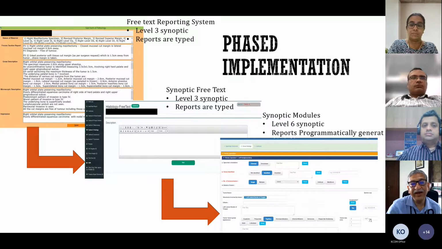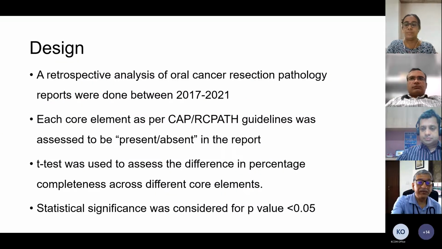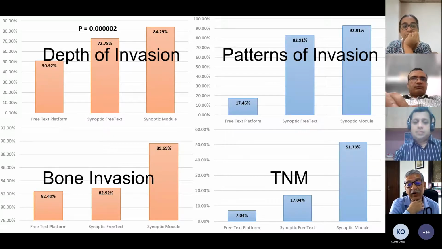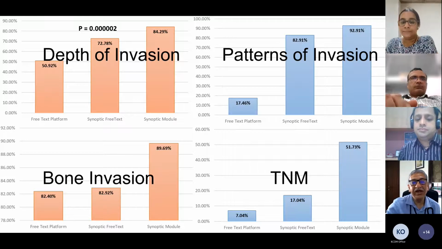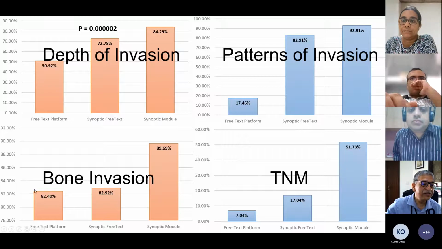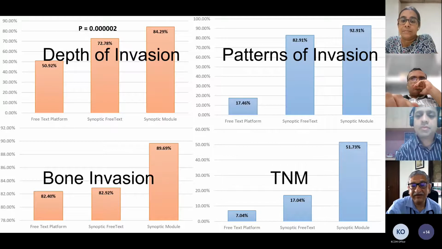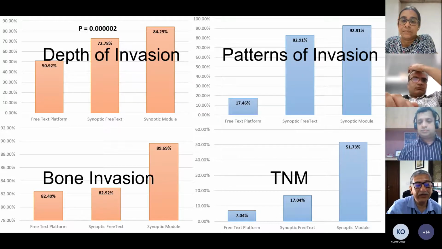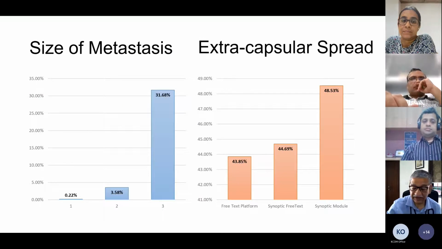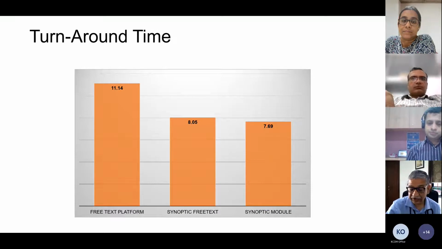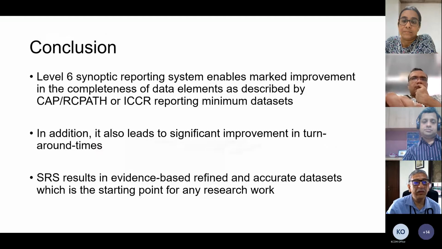And we have implemented this in a phased manner in Tata Memorial Center. So my colleagues actually did this analysis to see whether synoptic reporting has helped. There is a lot of resistance to every change in every institution. And so these are several parameters that pathologists should report on pathology. And you can see the last bar in each of these figures is actually the synoptic module. So the completeness of reporting has significantly improved with the adoption of synoptic module, including several features that should be routinely reported by all pathologists. And what is better, the turnaround time is actually less with synoptic reporting.